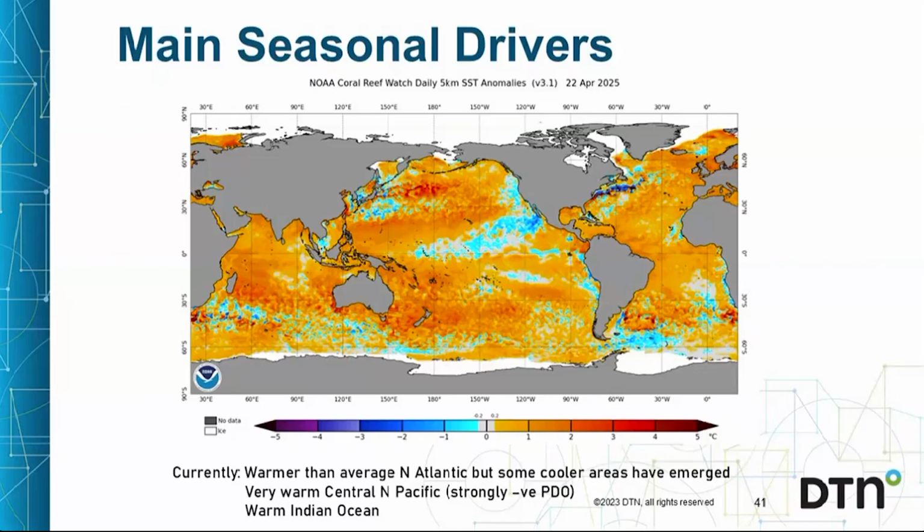Now here's an unadorned look at the current global sea surface temperature anomalies, and this is as of 22nd of April, so just a couple of days ago. Currently warmer than average across the North Atlantic, but some cooler areas have emerged, most notably a narrow line off the eastern seaboard of the US, where low pressure systems have tracked. The negative PDO shows up well with very warm waters in the central North Pacific and cooler seas towards the North American coast. Indian Ocean is warmer than normal, but more or less equally warm west to east, hence the neutral IOD.